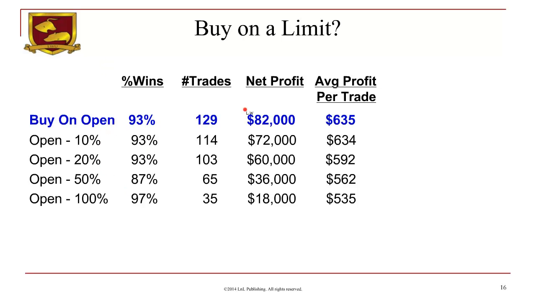Well, look what happens. We buy the opening plus 10%, we don't make as much money. We buy at the opening plus 20%, we make less money and less money. The further we wait for the market to prove itself, the less money we make.